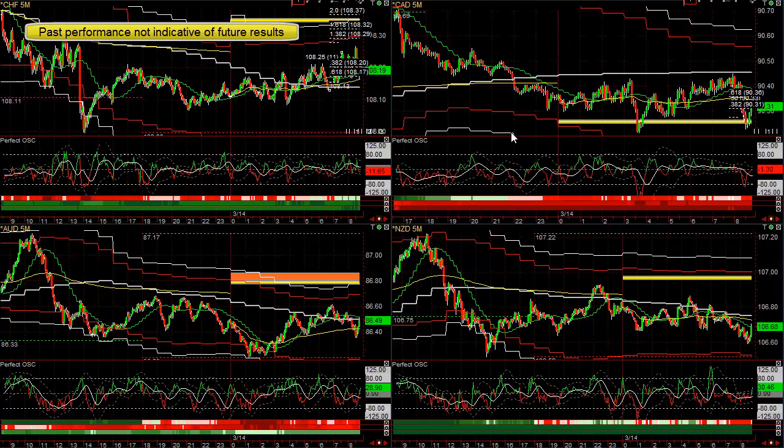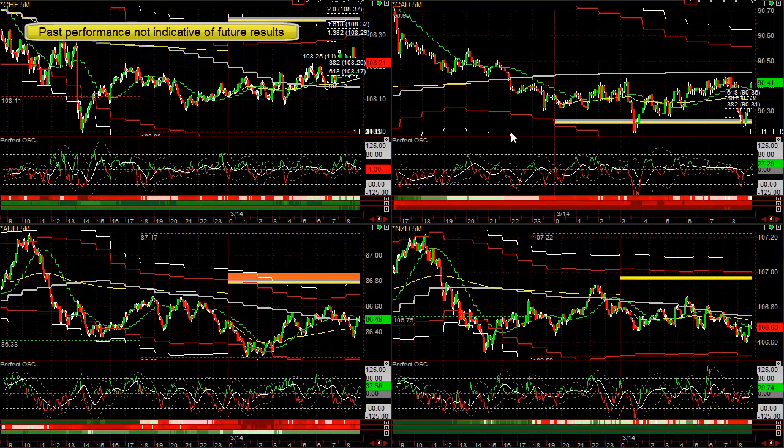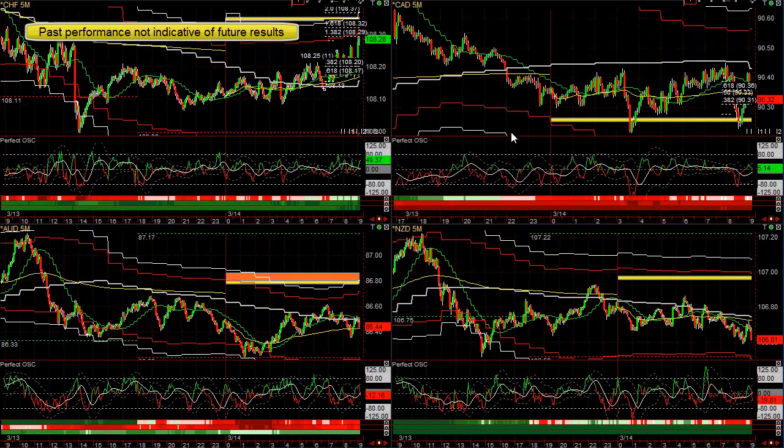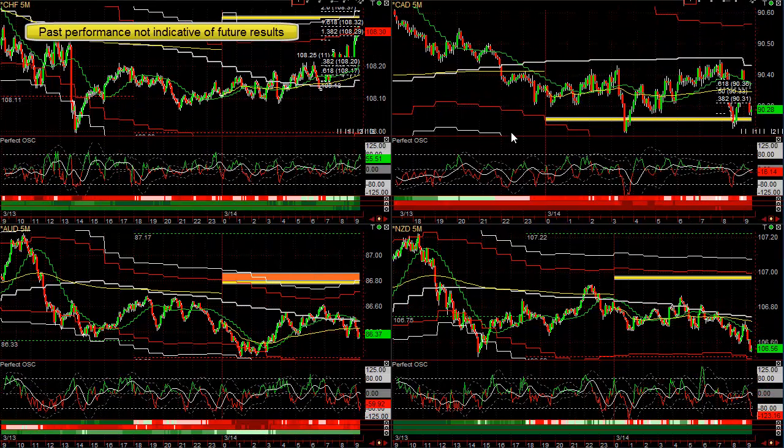And you can see the CAD's reversing, coming up to 9 o'clock a little bit. All right, now the Swiss just took off. It's at the first fib target. You actually got a pullback on this trade too.